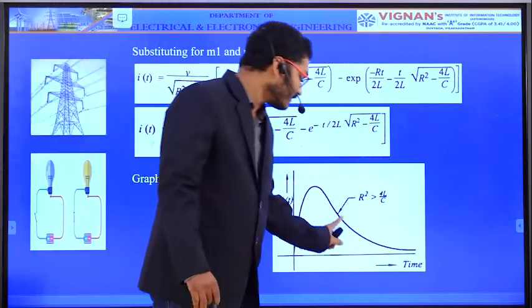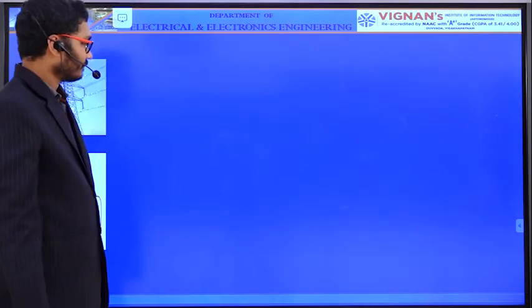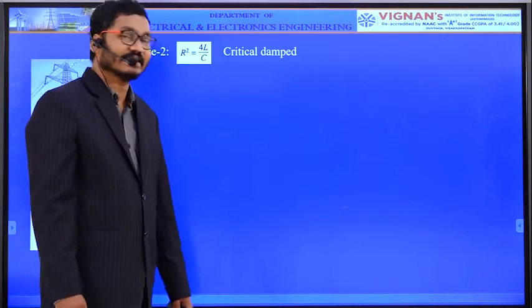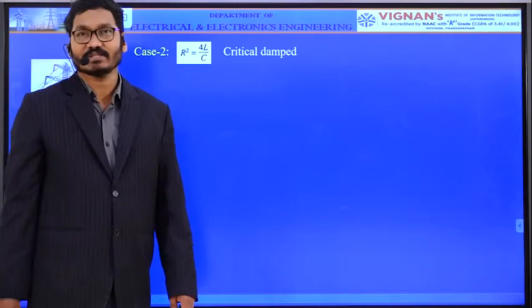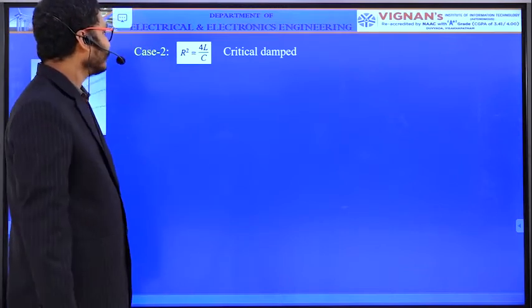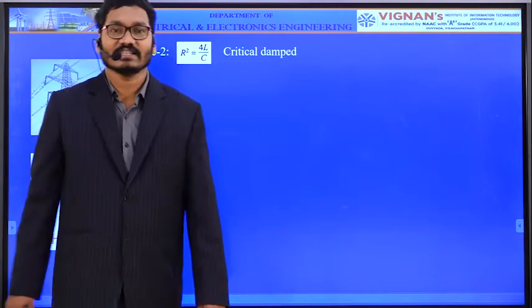And also the response is taking too long. Okay, next one is case 2, this is critically damped. Okay, case 2 is critically damped. Here R square equals 4L by C. Previously I have explained, it means here the roots are real and equal.